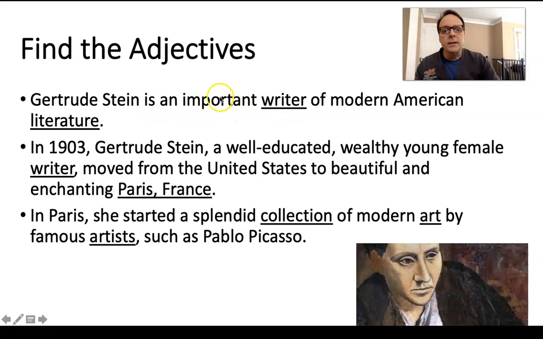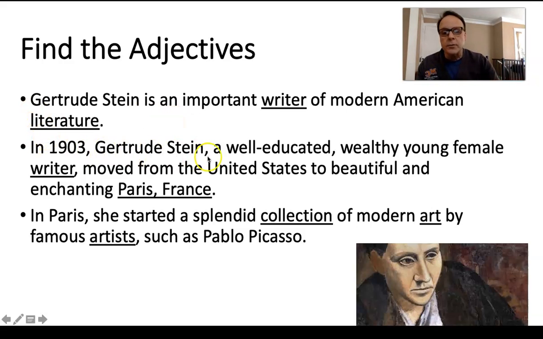And again, if you take these words out, these adjectives, the writing becomes very dull. "Gertrude Stein is a writer." I mean, that doesn't say very much, right? And so adjectives are super important for not only giving your writing some flavor, but giving it more detail.